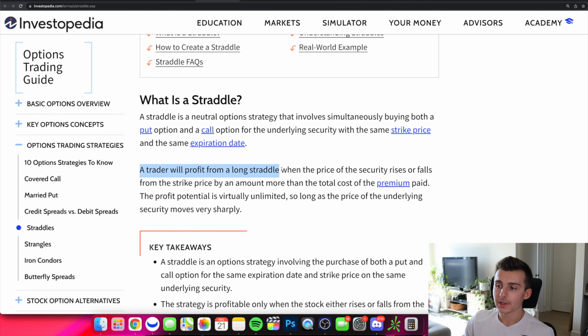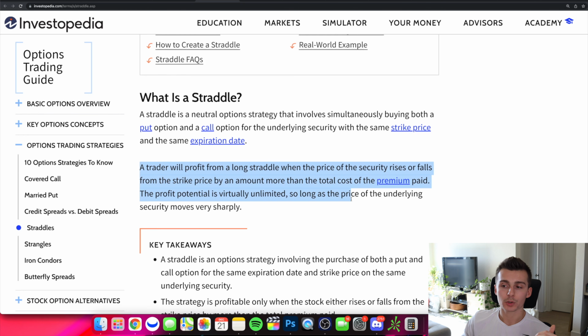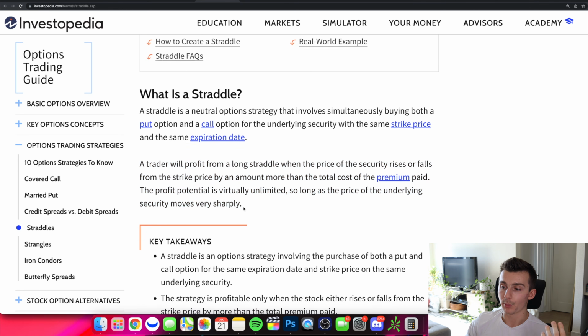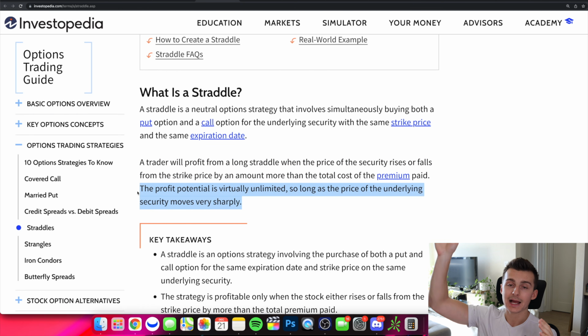You'll profit from this if the stock is super crazy in terms of a move up or down. So the stock could go crazy high or crazy low. If it ends up expiring in between, that's where you end up losing here. But if you're expecting a big move in a stock and you're not sure which way, a straddle is a great way to go, because if it goes crazy high, you'll make money. If it goes crazy low, you're also going to make money.